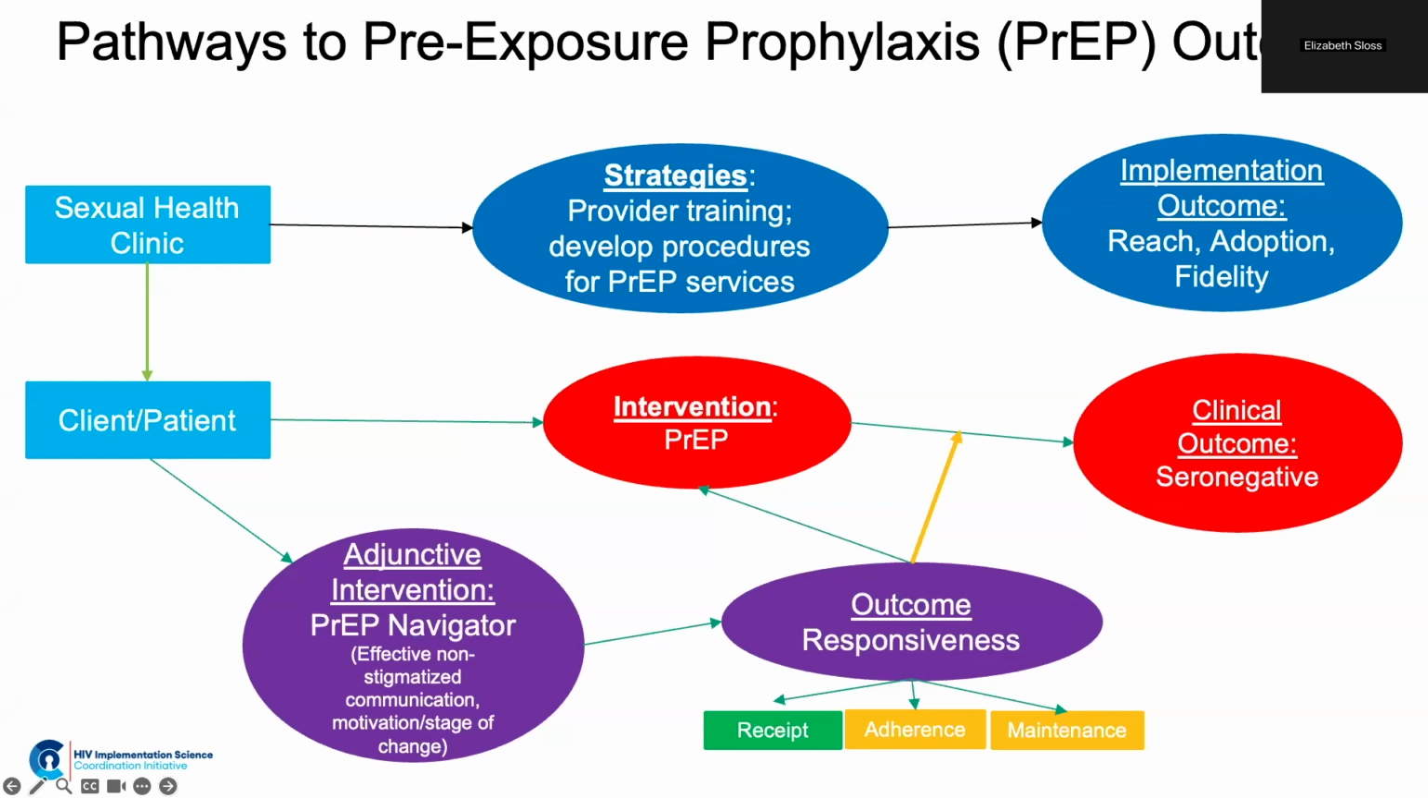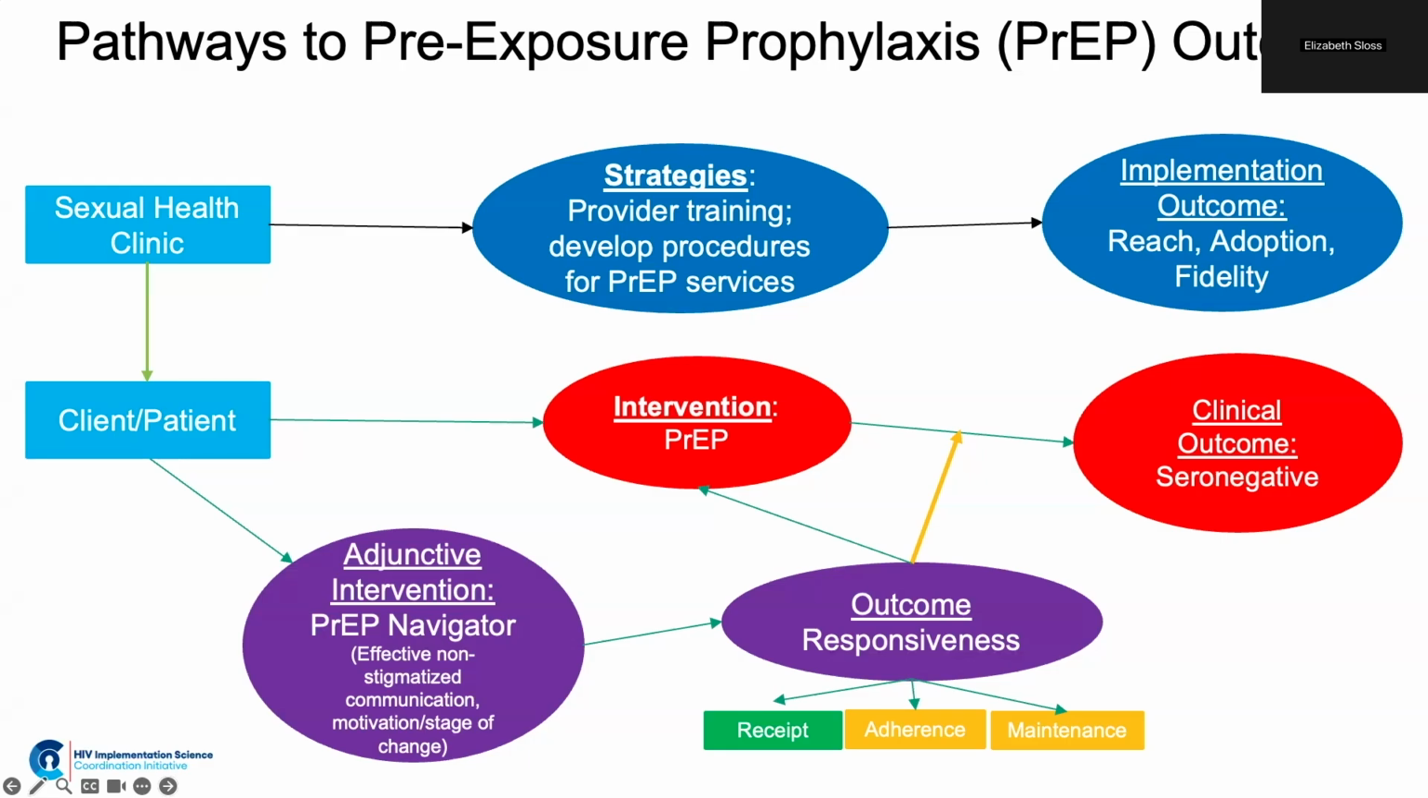Paul would argue that it is part of REACH, which I totally agree with, but there are some other reasons I'm going to get into why we thought this other category was important. So this adjunctive intervention is supporting the patient and enabling them to receive PrEP or be adherent and stay on PrEP to help them be seronegative. Any questions about this before I move on?